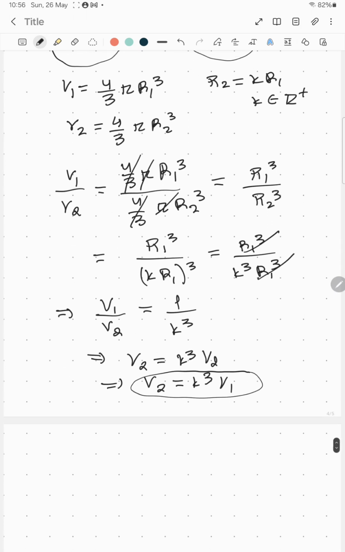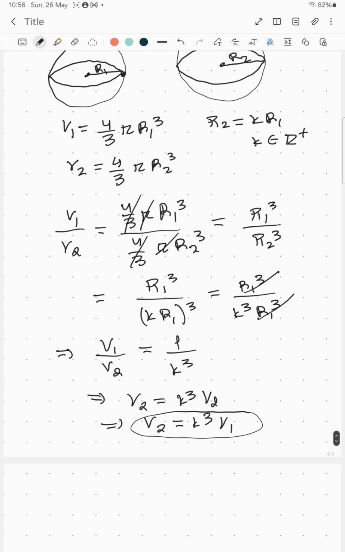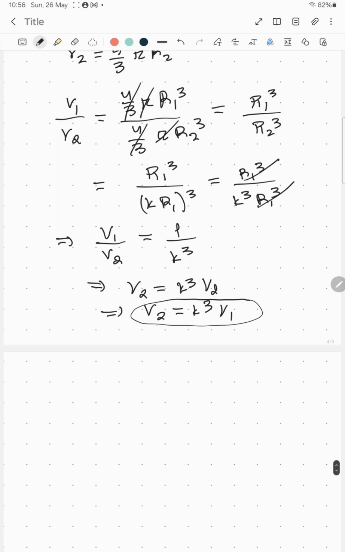Which means that if I increase the radius of the second sphere as a multiple of the radius of the first sphere, the volume of the second sphere will be a constant, k to the power of 3, times V1. V2 equals k to the power of 3 V1.